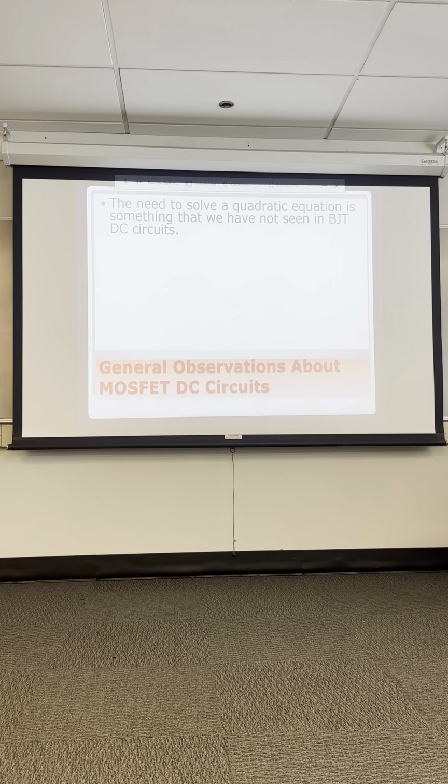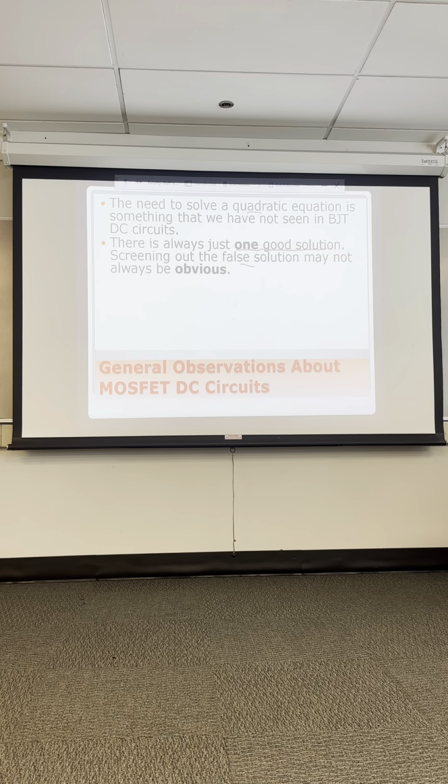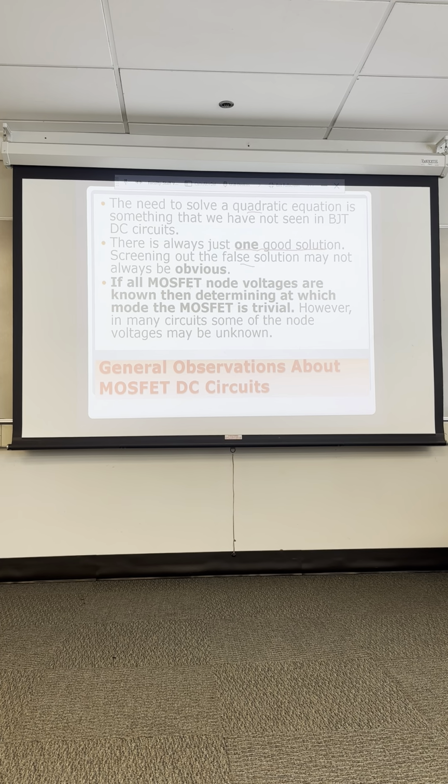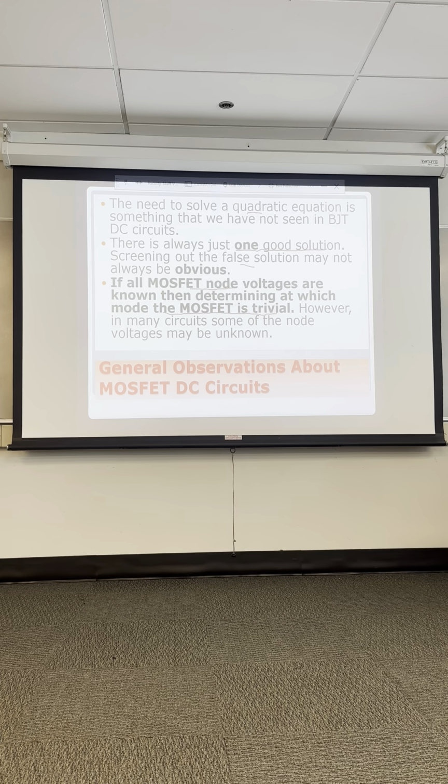The quadratic equation, we didn't come across that when we were working with BJT. That note is just saying that when we have a quadratic equation, you get one good solution, but the false solution might not be obvious until we work on the math. If we have all the MOSFET node voltages, then determining which mode the MOSFET is in is trivial. And that's what we went over in our last session: we were given a group of MOSFETs, all the node voltages were given, and our job was just to determine what mode it was in.